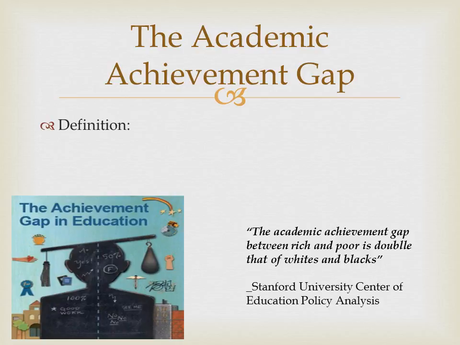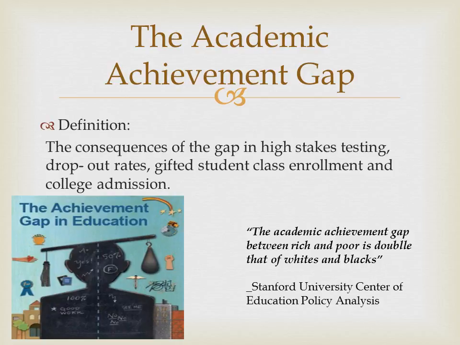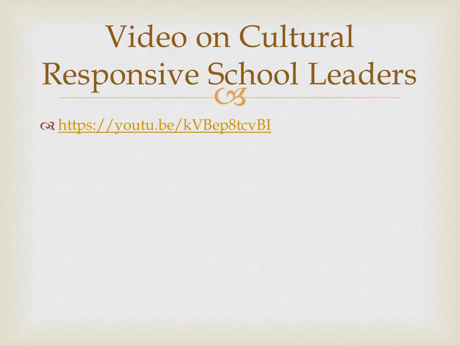The academic achievement gap is even more than that. So what's the definition of this academic achievement gap? They are the consequences of the gap in high-stakes testing, dropout rates, gifted student class enrollment, and college admission. The Stanford University Center of Education Policy Analysis said the achievement gap between rich and poor is double that of whites and blacks. I found that to be very interesting. And there's a video that we're going to show about culturally responsive school leaders.